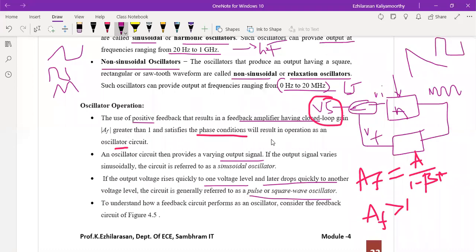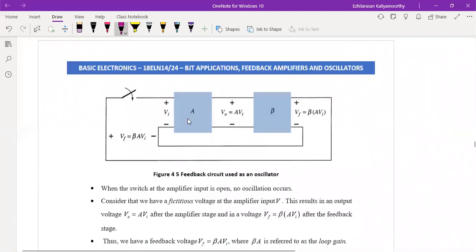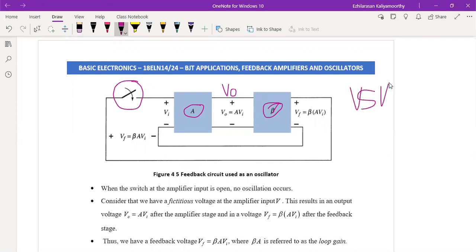To understand this, let us see the feedback circuit. This is a switch, and initially the switch is open. A is the normal amplifier gain, and beta is the feedback gain, the beta factor. This is your Vi, and this will be your Vout, because normally Vout is the output of the amplifier. This configuration is a voltage controlled voltage source configuration. We have seen four configurations; it is that configuration.